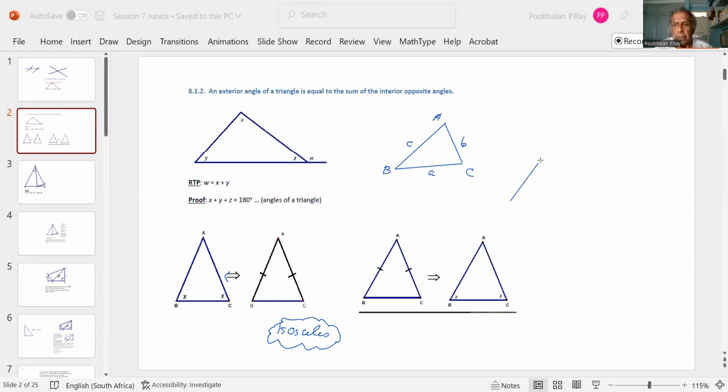Now, it's quite possible that you have all three sides equal. In that case, when the three sides are equal, you give that triangle a name. It's called equilateral. Equi means equal, and lateral is the word for side. So all these sides are equal. That's what you call an equilateral triangle.